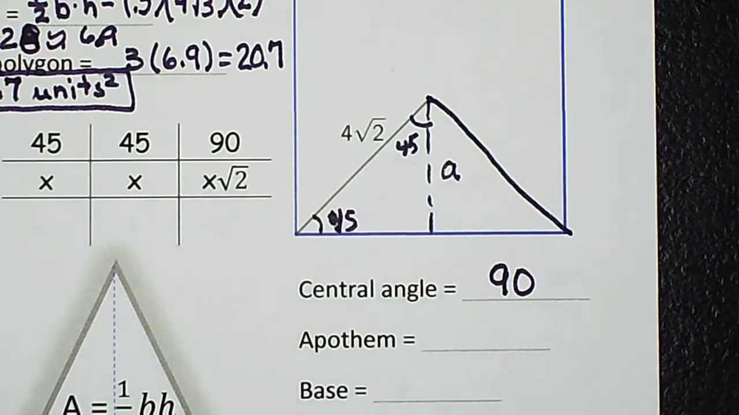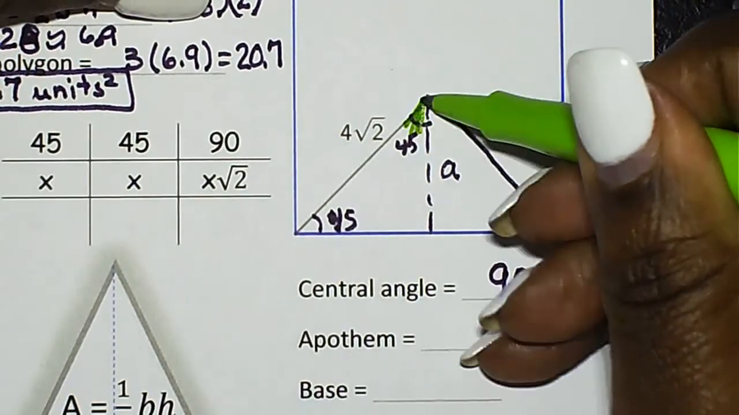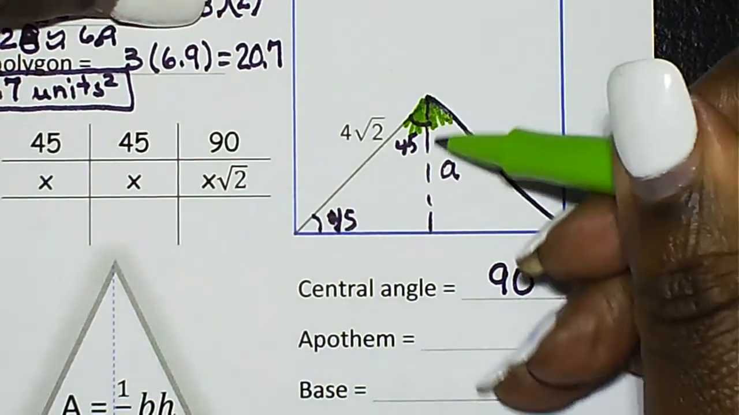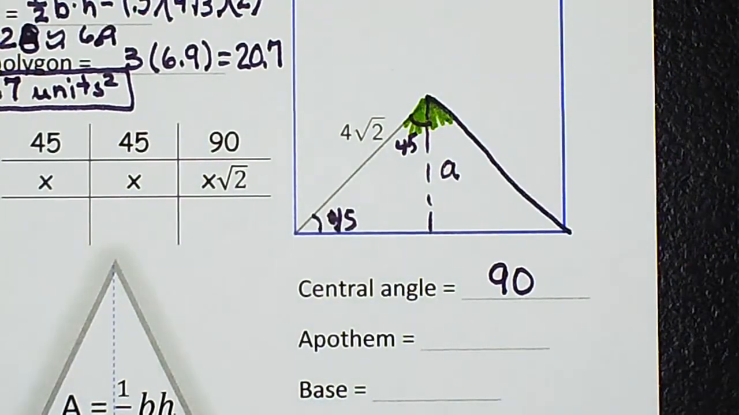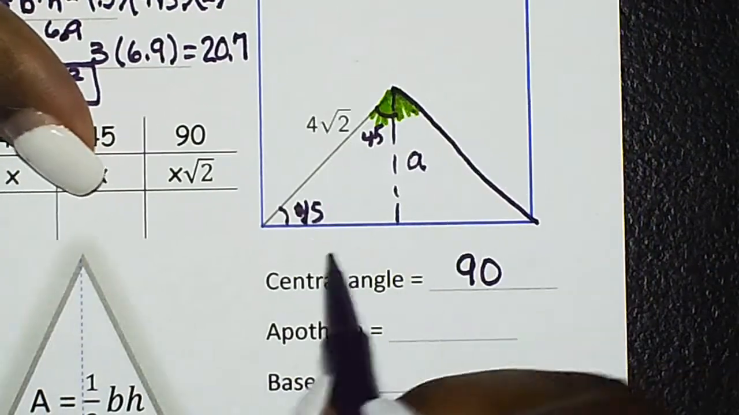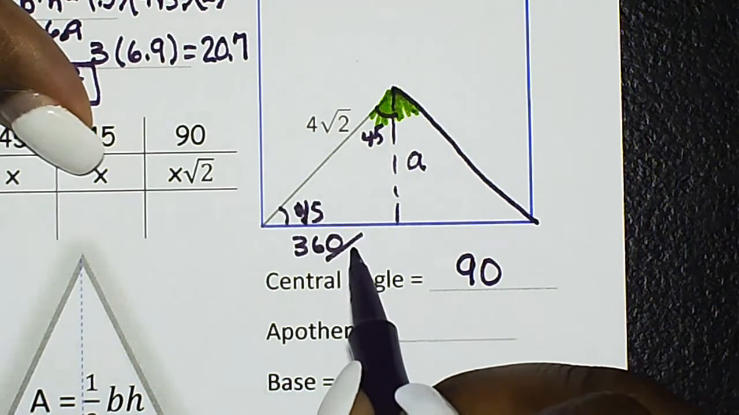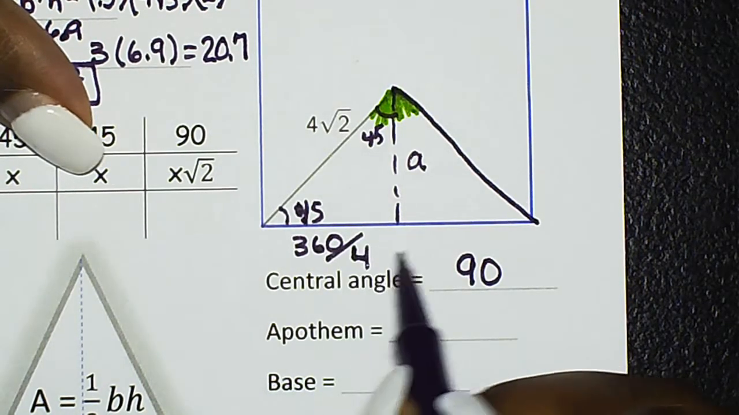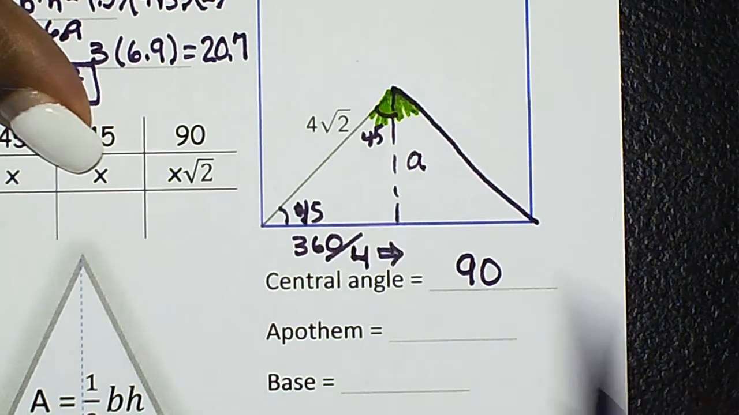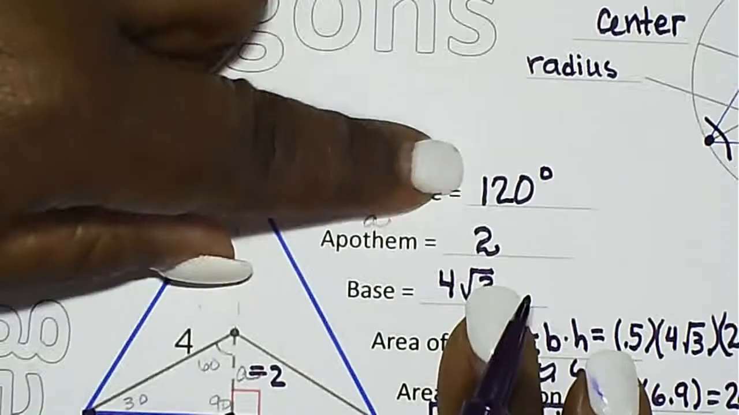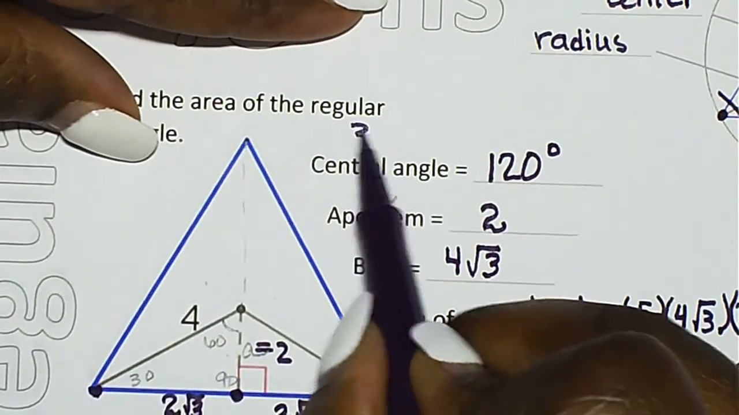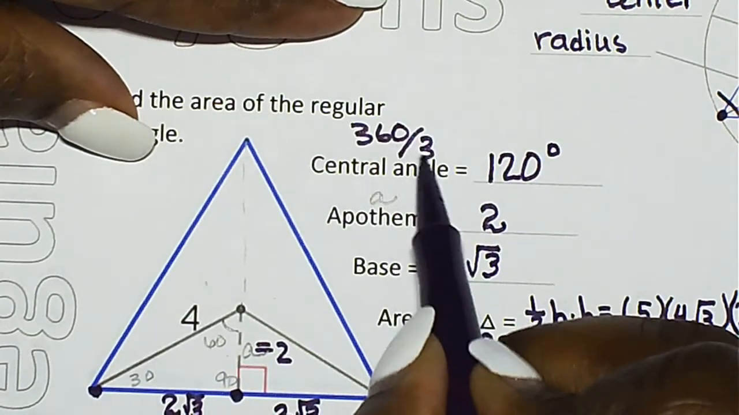What is the central angle, Ms. Chambers? What are you talking about? I'm confused. This is the central angle. It's 90. When I divided it in half, it became 45. How did I get the central angle? I took 360 divided by 4. That's how I got it. How did I get the central angle on the triangle? I took 360 divided by 3. Got it.